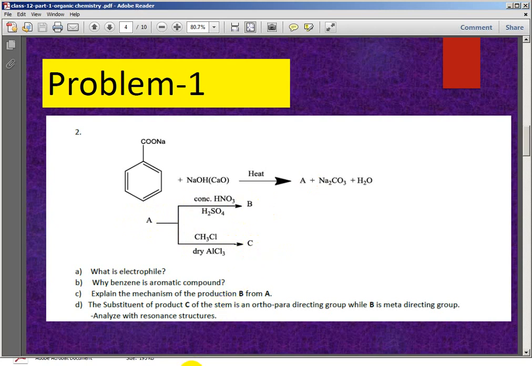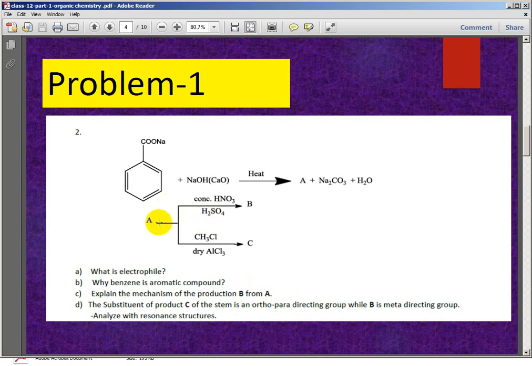Okay, have I taken this reaction? So the question is: explain the mechanism of the production of B from A. And I am showing this mechanism. What is the mechanism? So what is B and C again? Can you tell it again?